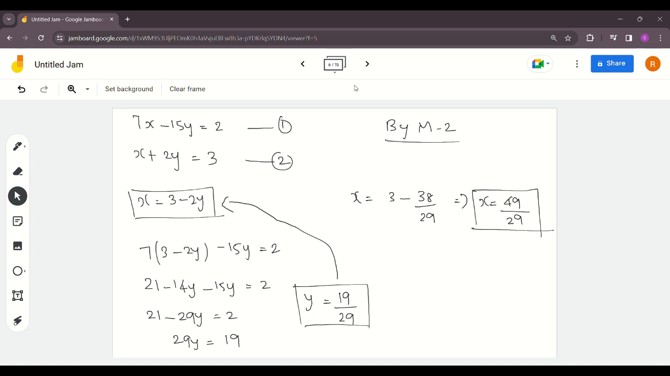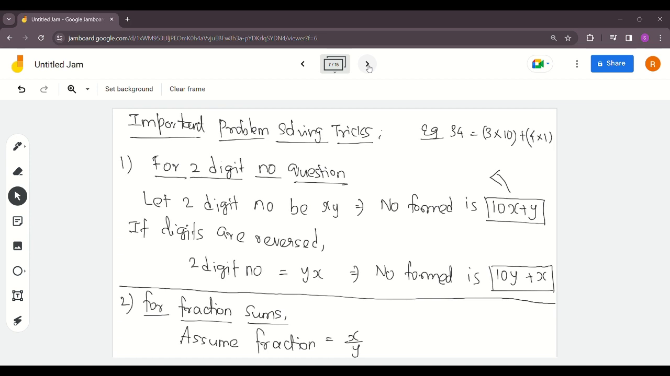So this is solving linear equations by using the elimination and substitution methods. Elimination is a lot easier. It saves a lot of time actually, so you can use that method also. Now, important problem solving tricks. These tricks are very important for your problems.